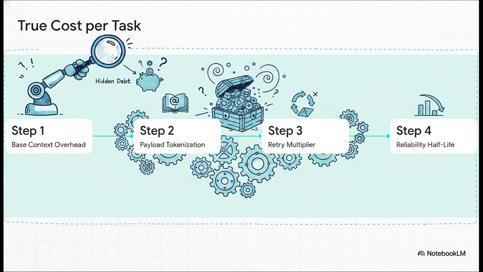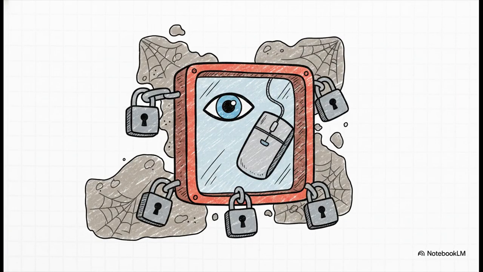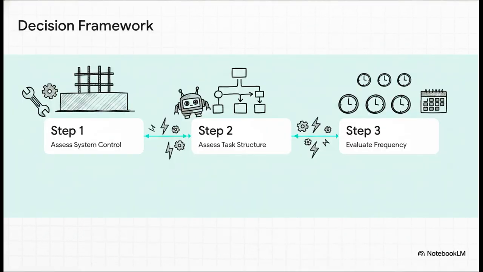To avoid hidden debt, engineering leaders have to calculate the true cost using these 4 vital variables. Now, visual models aren't useless, but save them as an absolute last resort for closed legacy systems. Before building, assess your system control, task structure, and frequency. Find your optimal, debt-free path.